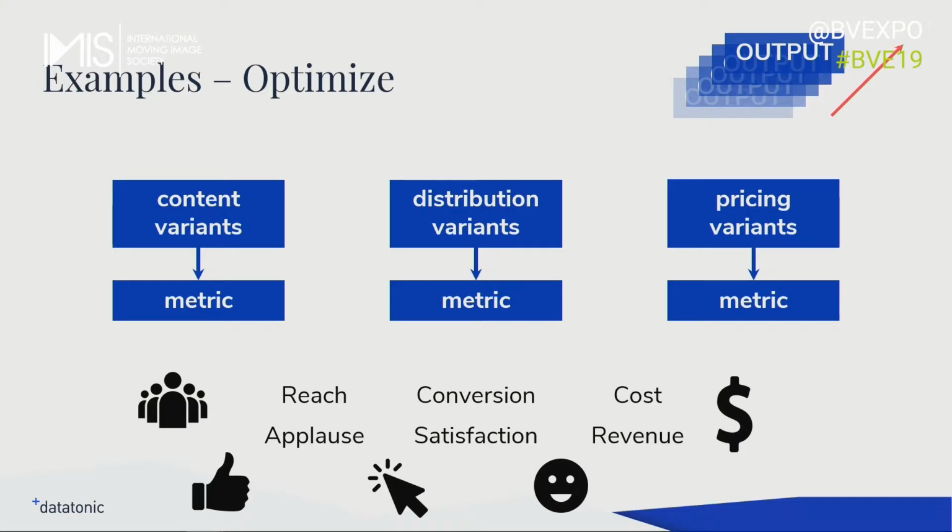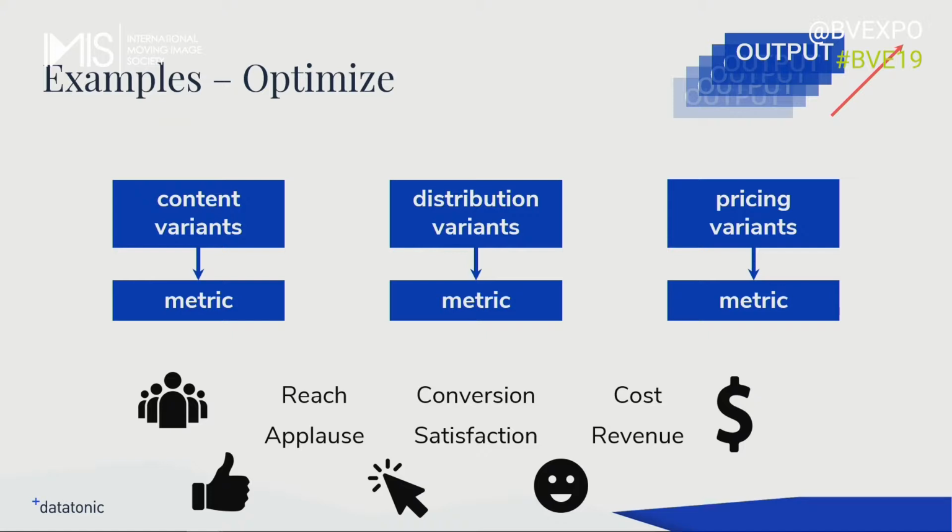And in terms of optimization, this is usually in terms of you've got variants of either your content or how you distribute it or how you're pricing it. And you're trying to optimize a metric. And as we said before, this would be a key performance indicator, something along the lines of how many people are seeing it, how many people like it, or how much money you're making or saving through that action.